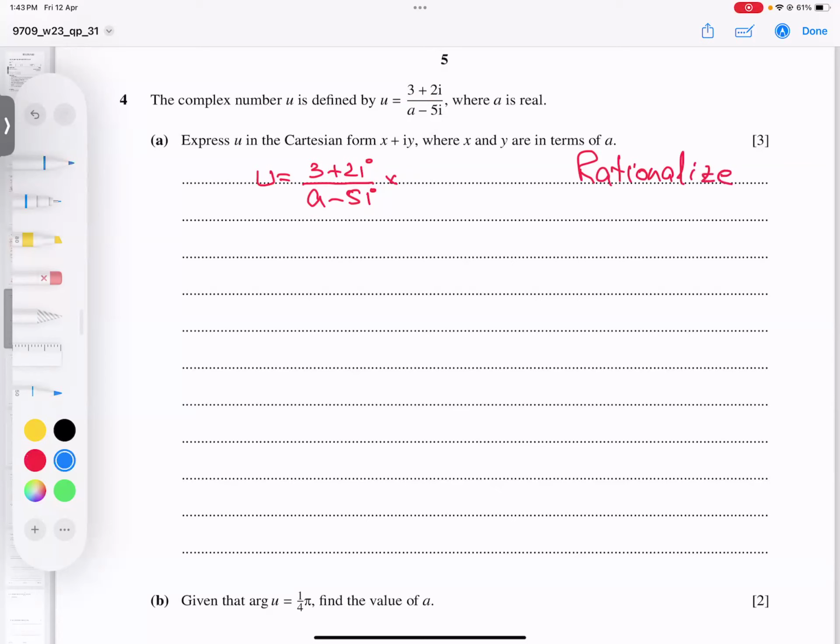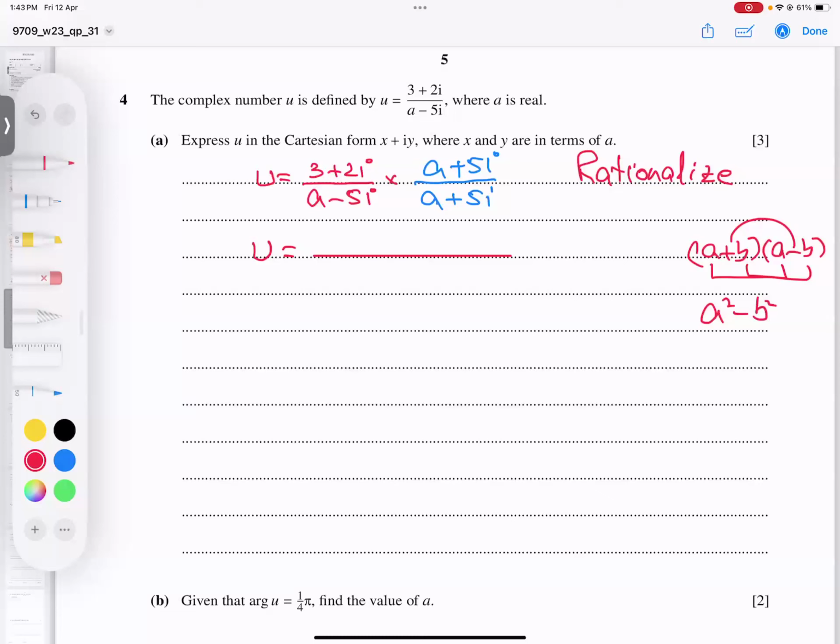What is the rationalization process? The values remain the same: a and 5i stay, but the sign will come opposite, so plus, plus. This process is called rationalization. So u equals, and what is the rule for the denominator? First term matches, second term matches, signs opposite. You know the rule of a plus b times a minus b: if the first term is the same, the second term is the same, and signs are opposite, we get the square of the first term minus the square of the second term. So I'm writing the square of a and the square of 5i.